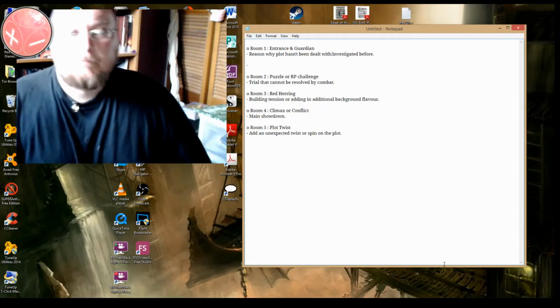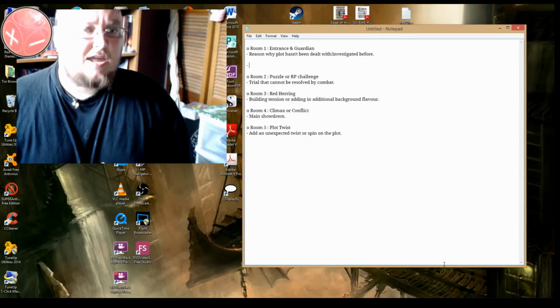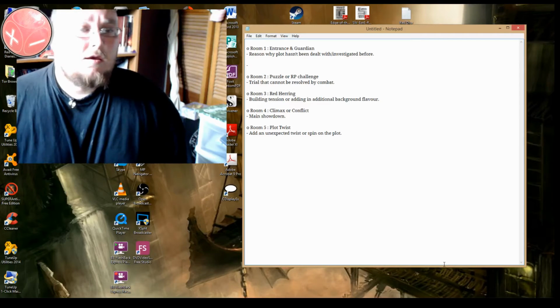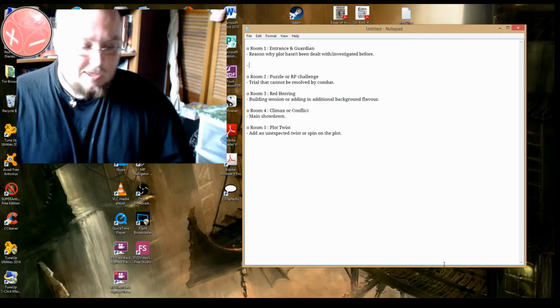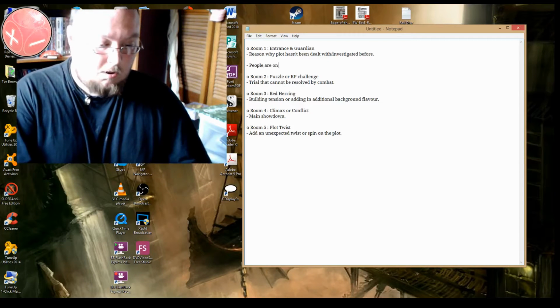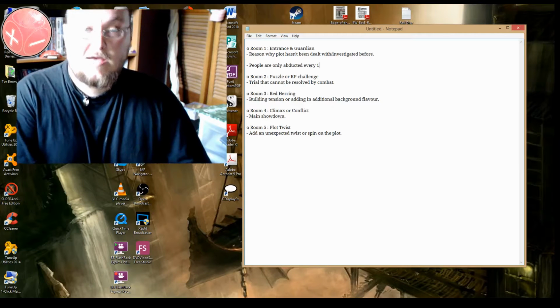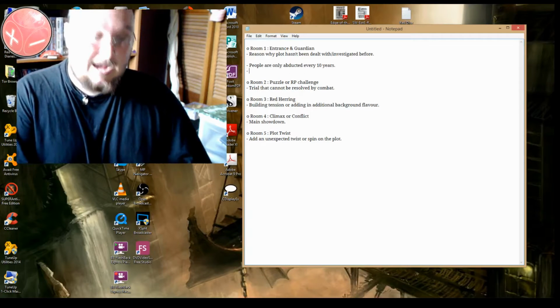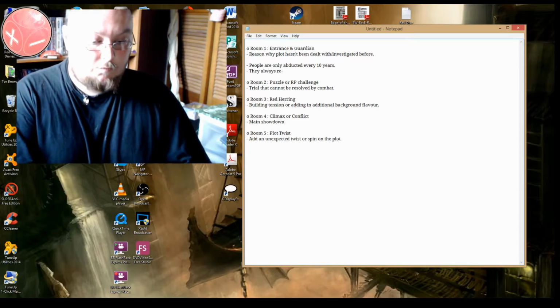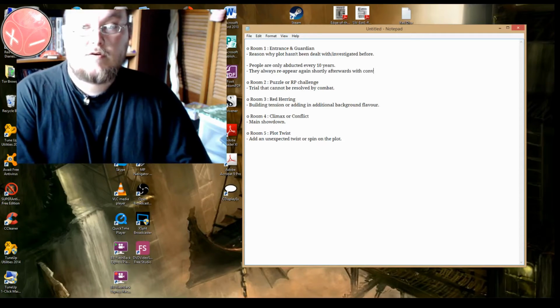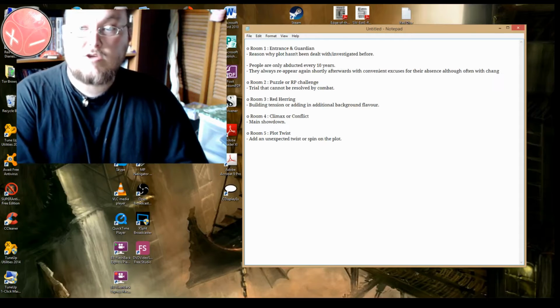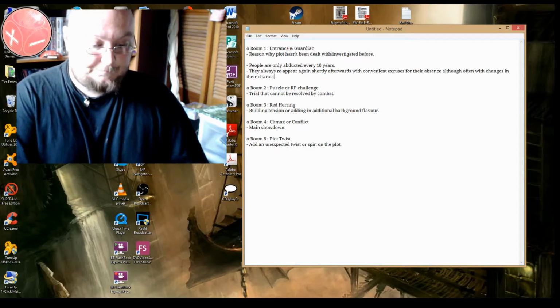So, room 1. The reason why the plot hasn't been dealt with or investigated before: the entrance and the guardian. So I think it's safe to say part of the reason it hasn't been investigated before, as we've hinted at in the background, is that people are only abducted every 10 years, and they always reappear again shortly afterwards with convenient excuses for their absence, although often with changes in their character.